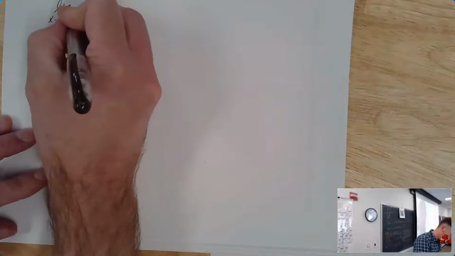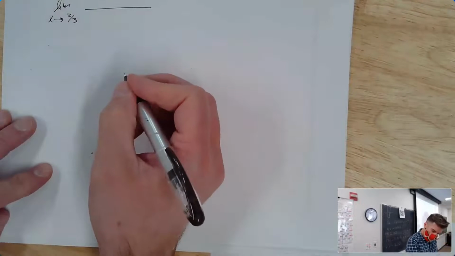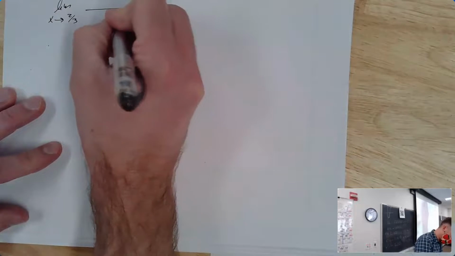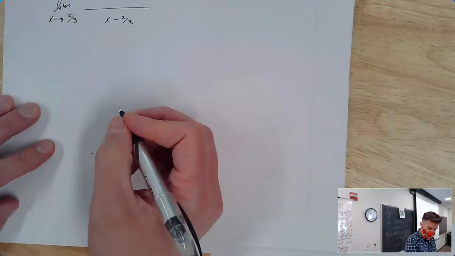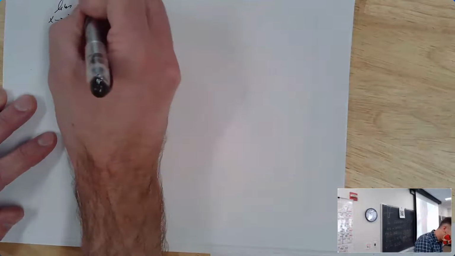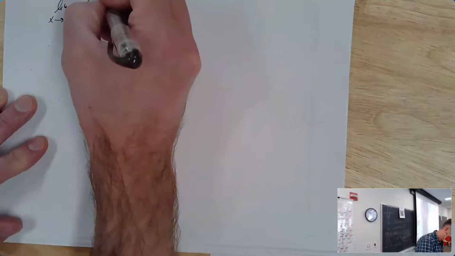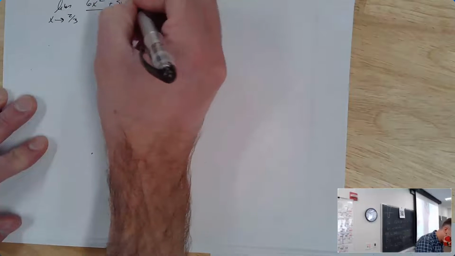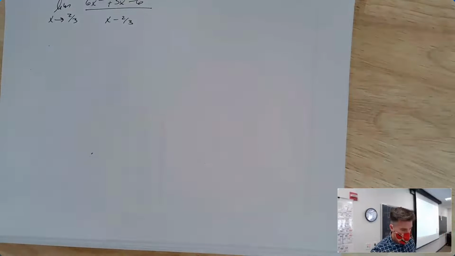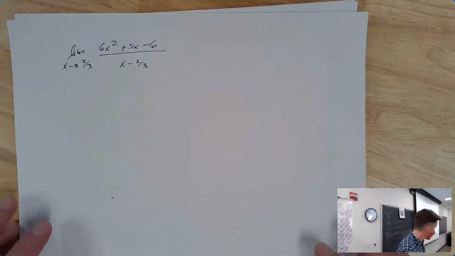Sure. As x approaches 2/3 of, x minus 2/3 on the bottom, just to be easy. And what terrible thing do we have on top here? 6x squared plus 9x minus 4x plus 5x minus 6. So this looks awful, but it's not as awful as you think.